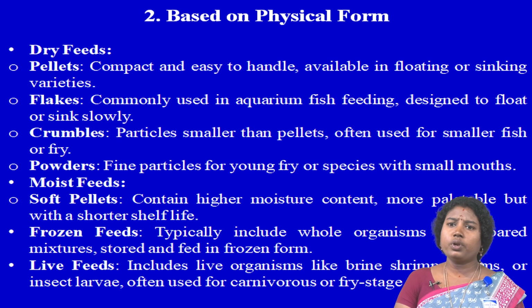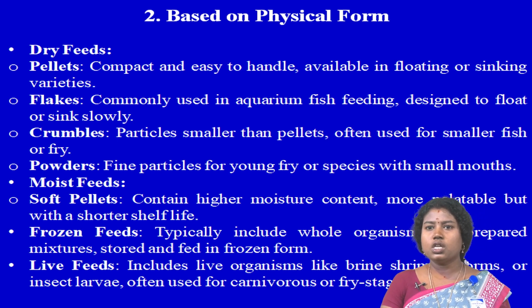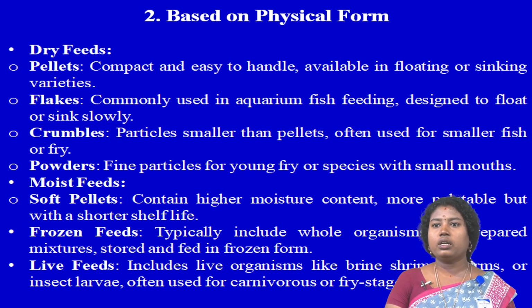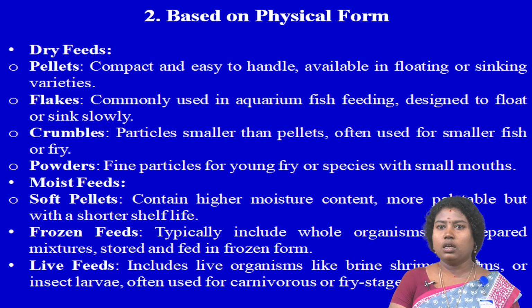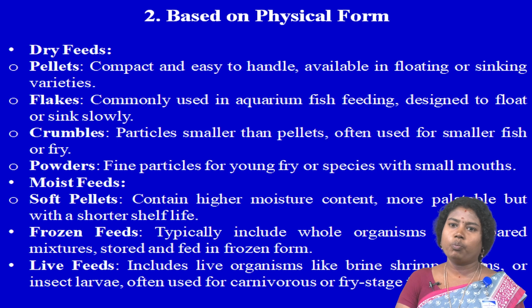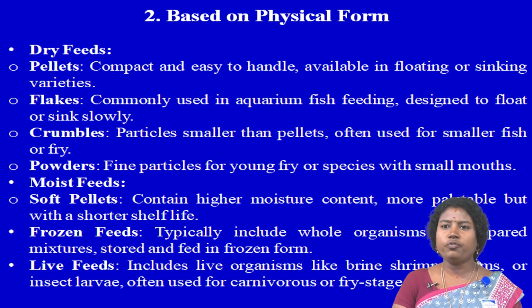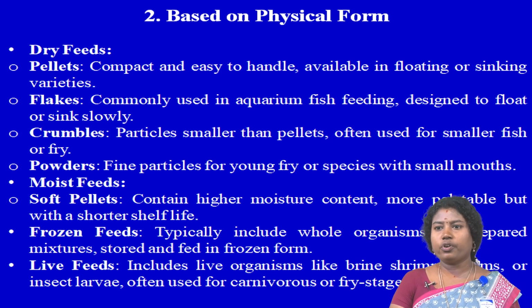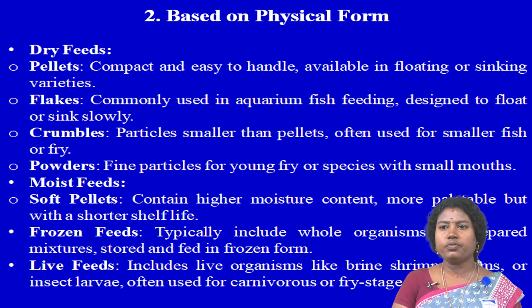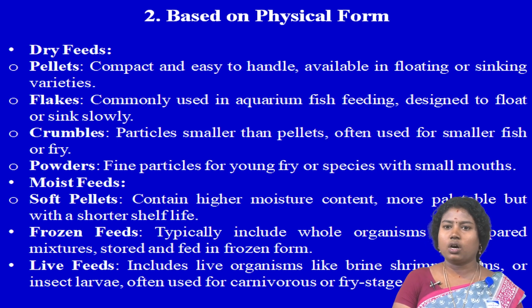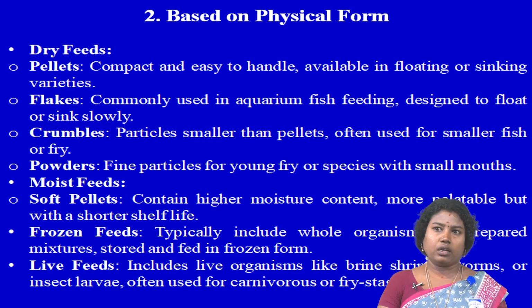Crumbles. Crumbles are smaller broken down pellets. They are used for smaller fish or young fry that cannot consume larger pellets. Crumbles provide a convenient middle ground between powder and pellet forms. Powders. Powders are fine feed particles often used for very young fish or species with small mouths. Powders can be mixed with water to form a paste or added directly to the tank.